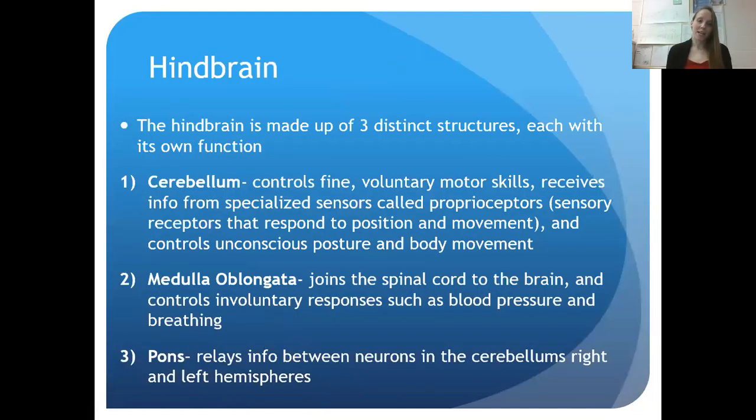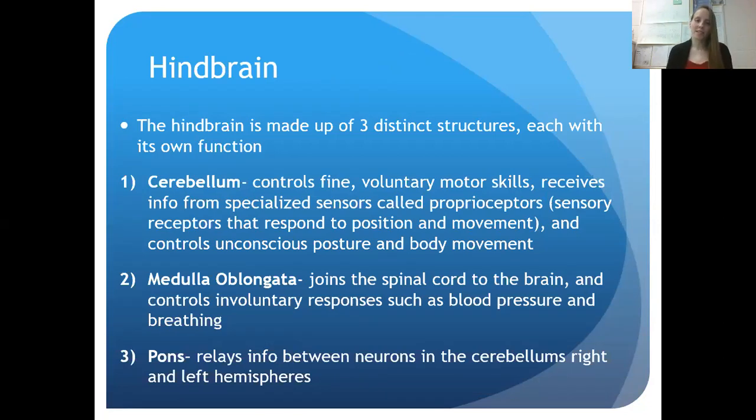So we'll start with the hindbrain. The cerebellum controls fine voluntary motor skills. So when we're talking about fine skills, we're talking about small movements. For example, writing or doing your eyeliner or anything that requires you to be fairly precise in your movements would be those fine voluntary motor skills.